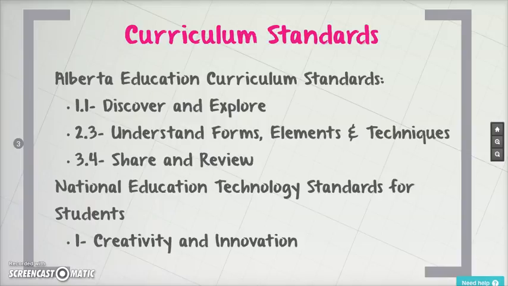2.3, Understand Forms, Elements, and Techniques, discusses how the choice of form or genre of oral, print, and other media texts is appropriate to purpose and audience, while exploring creative use of elements and techniques such as language and visuals. And finally, 3.4, Share and Review, is about communicating ideas and information in a variety of oral, print, and other media texts, while integrating appropriate visual, print, and/or other media to inform and engage the audience.